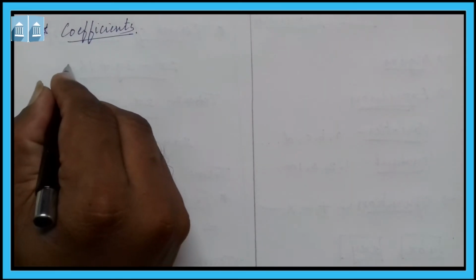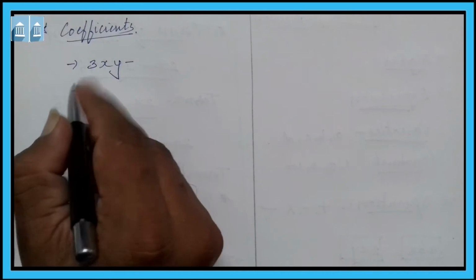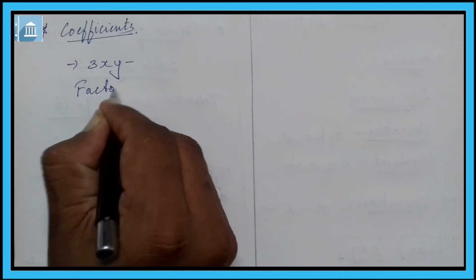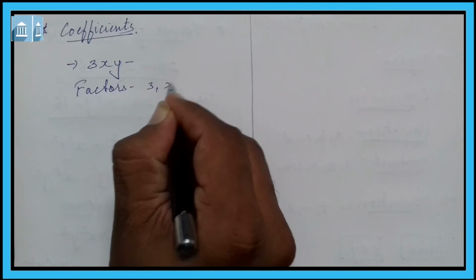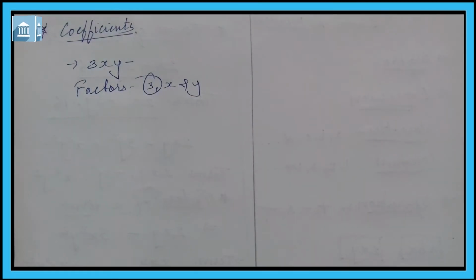Now let us see about coefficient. Just now we learned how to find the factors of a term. In factors we saw that one of the factors is numerical. For example, if I am writing 3xy, then its factors are 3, x and y. So one of the factors is numerical, and this numerical factor of every term is known as its coefficient.